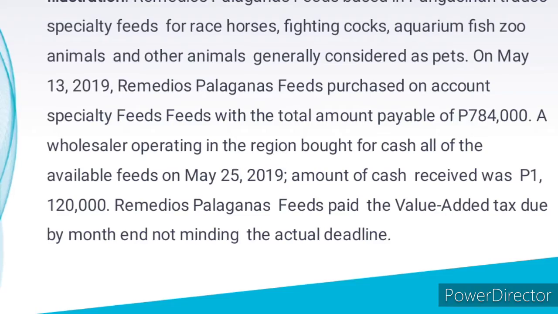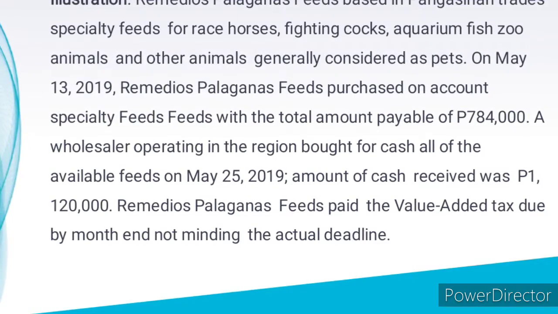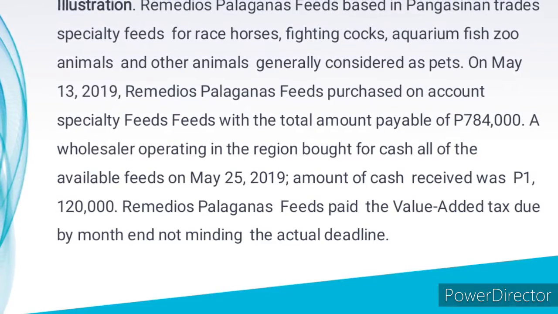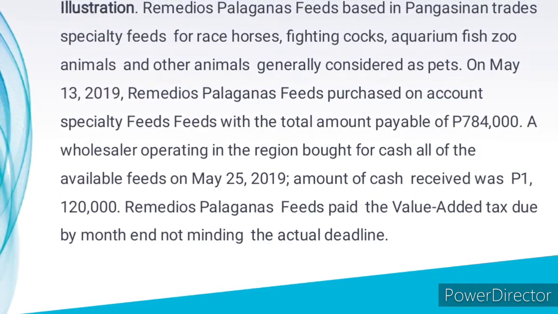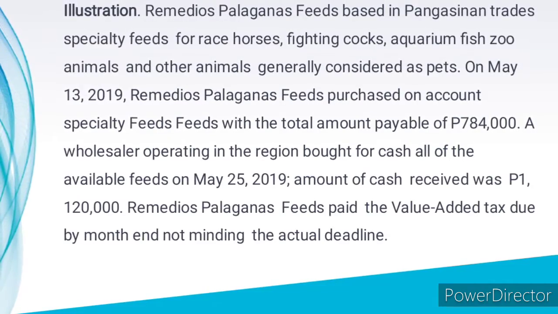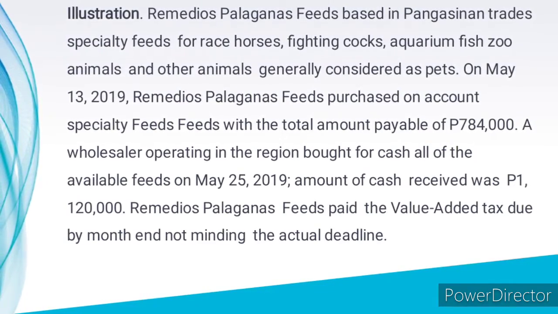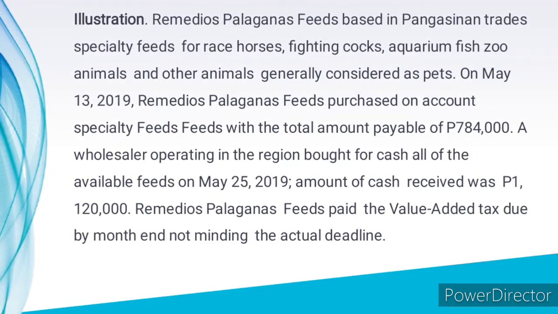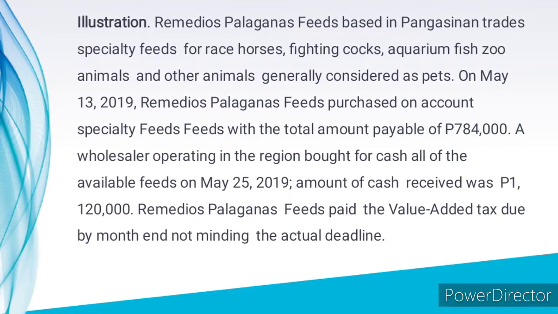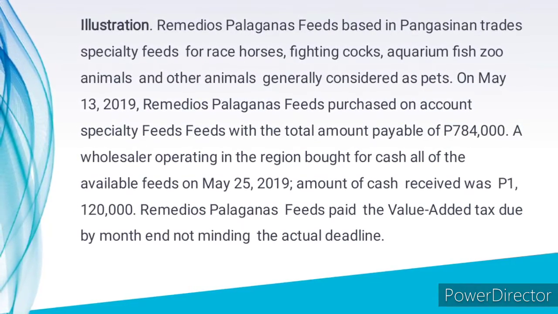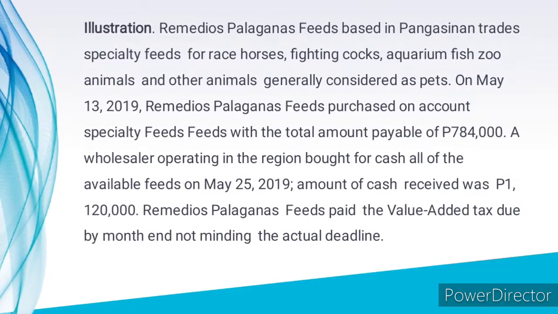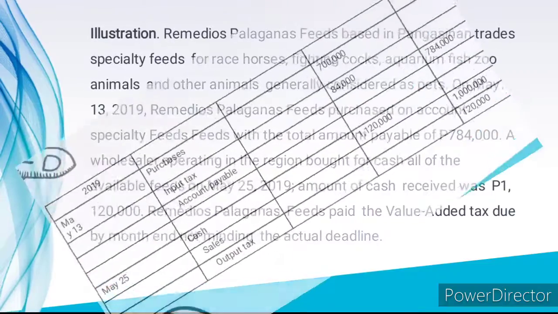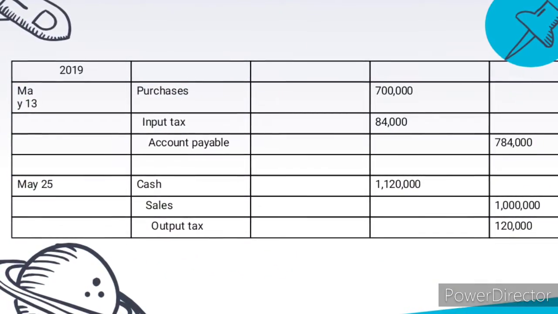On May 13, 2019, Remedios Palaganas Feeds purchased on account specialty feeds with a total amount payable of 784,000 pesos. A wholesaler operating in the region disposed for cash all of the available feeds on May 25, 2019. The amount of cash received was 1,120,000 pesos. Remedios Palaganas Feeds paid the value-added tax due by month, not minding the actual deadline. Here's the table for the illustration that is given.